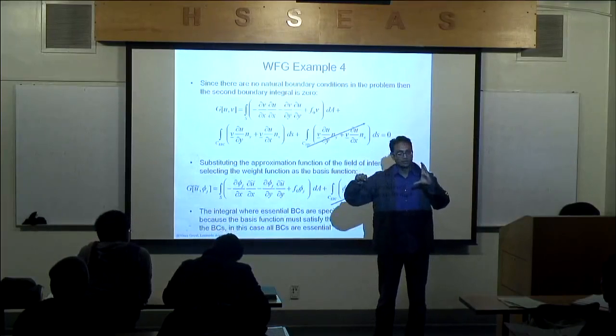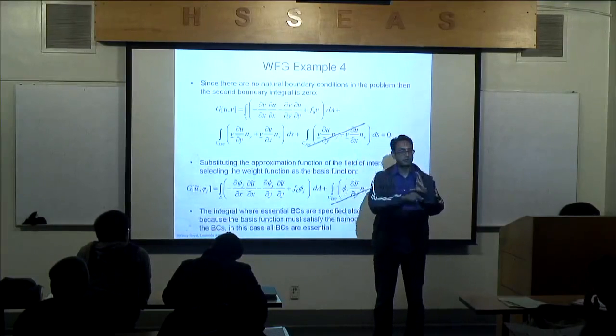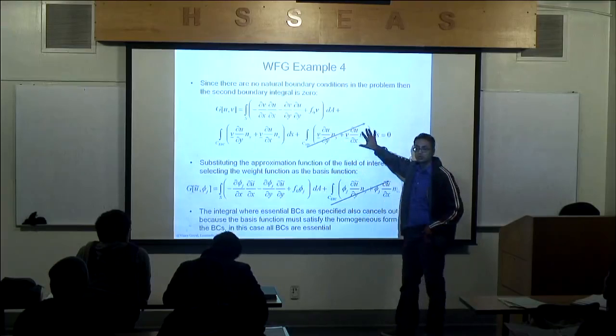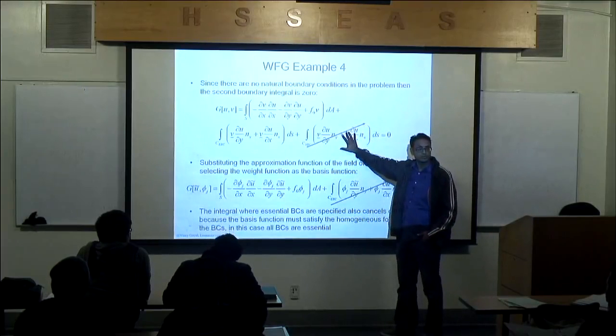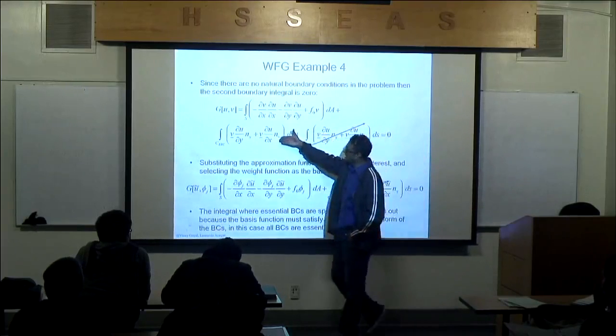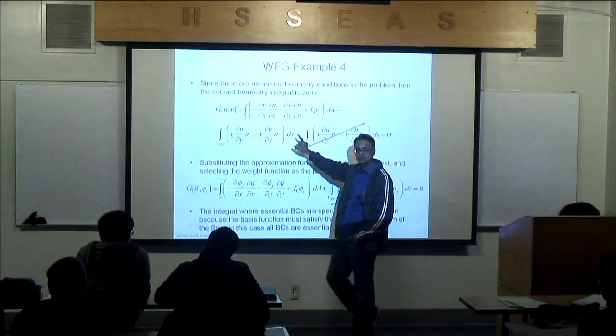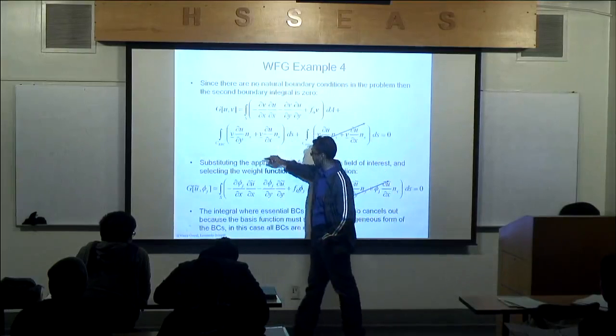Everything is like U is 0 all around. Doesn't matter where you look. So therefore, this term has been removed because I don't have any natural boundary conditions. I'm left with that. That's all I'm left with. And now all I have to do is substitute U for U approximation.